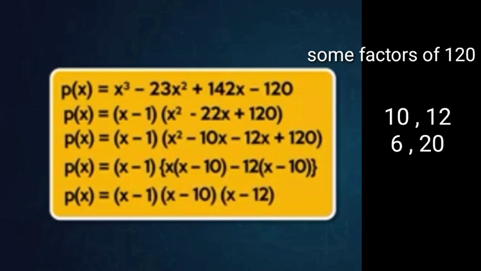So, this can be written as x minus 1 into x square minus 22x can be written as minus 10x minus 12x plus 120. X minus 1 as it is. Now, in first two terms take x common. So, x into x minus 10. In last two terms take minus 12 common. So, minus 12 into x minus 10. Now, take x minus 10 common, then we got x minus 12. Therefore, the three linear factors are x minus 1, x minus 10 and x minus 12.